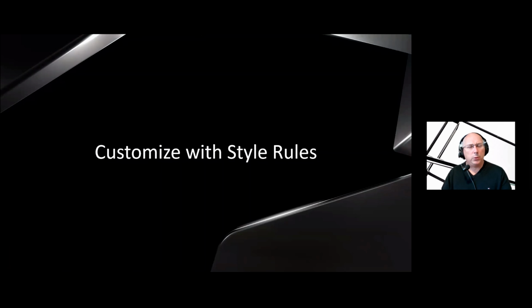Let's look at style rules, not styles. Styles, you can adjust individual buildings, for example. But with style rules, you can globally change a whole bunch of buildings or a whole bunch of roads based on a particular attribute value, like the description or the name. And that's pretty powerful stuff. So let's look at how to do that.